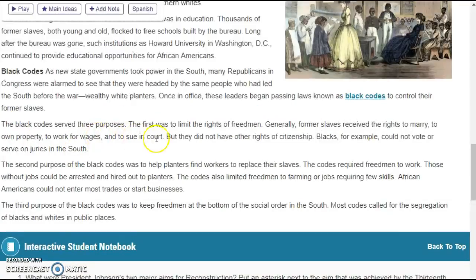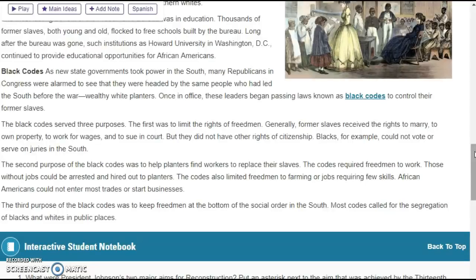These Black Codes served 3 purposes. The first was to limit the rights of freedmen. Generally, the former slaves received the rights to marry, to own property, to work for wages, and to sue in court, but they did not have other rights of citizenship. Blacks, for example, could not vote or serve on juries in the South.